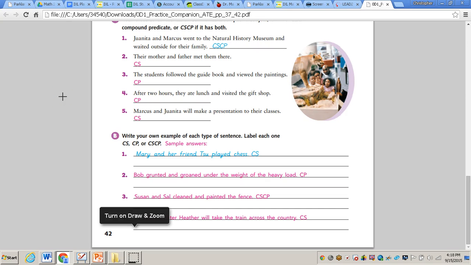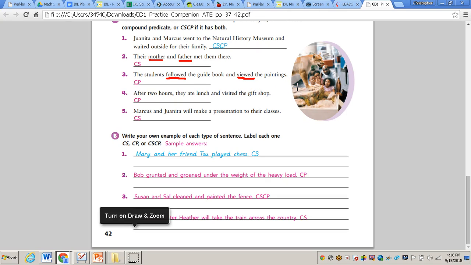Okay, so we can see the answers for numbers 1 through 5. Number 1, you can see it is CS, and also CP for compound subject and compound predicate. Number 2, their mother and father met them there. We can see compound subject. We see mother and father there. Number 3, compound predicate. We can see the students followed the guidebook and viewed the paintings. So the students, what did they do? They followed and viewed for the compound predicate.